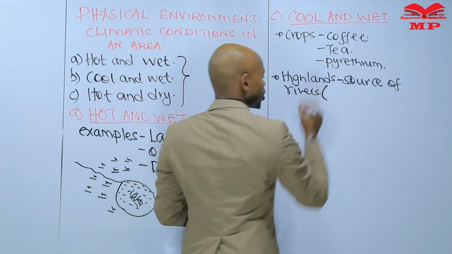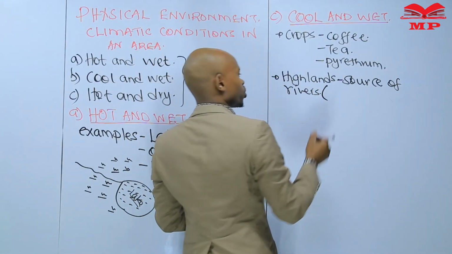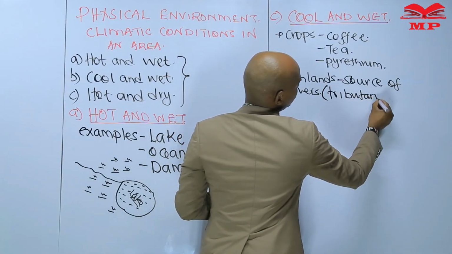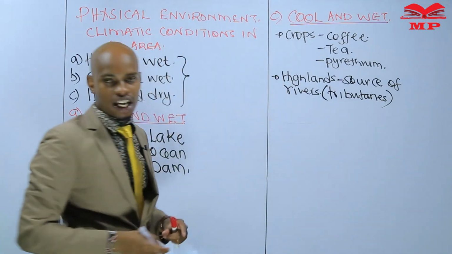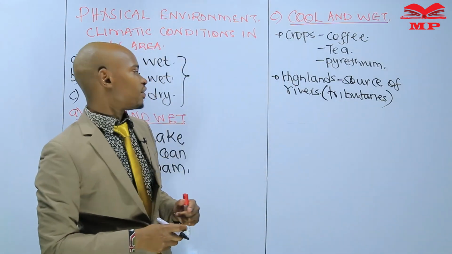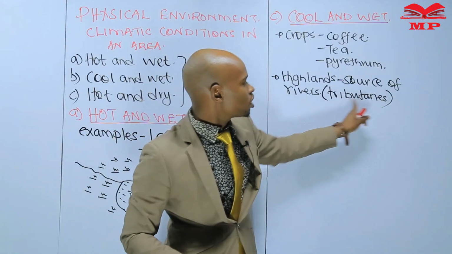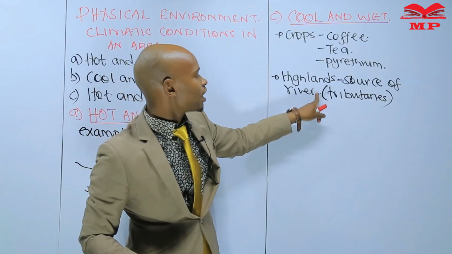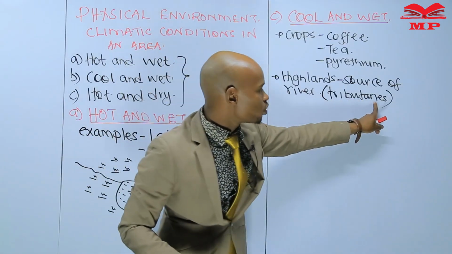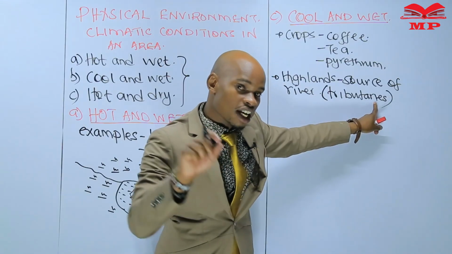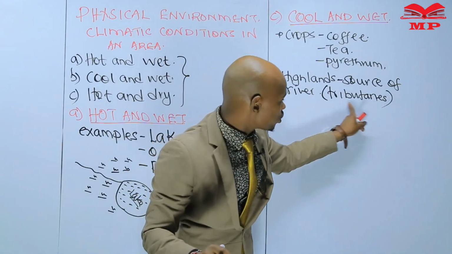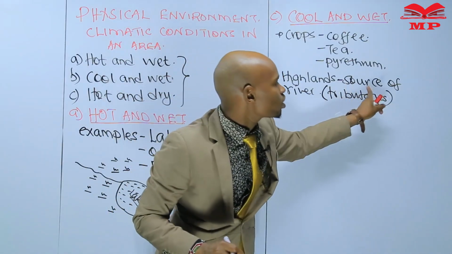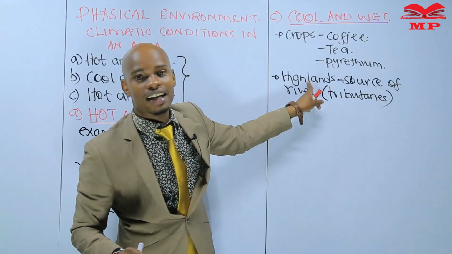And how will you know that that is where the source of a river is? You'll see tributaries. Tributaries are small rivers that join to form a large or big river. Where you'll see the tributaries in the map, that is where the source of the river is. And if that is the source of the river, that place is a highland.